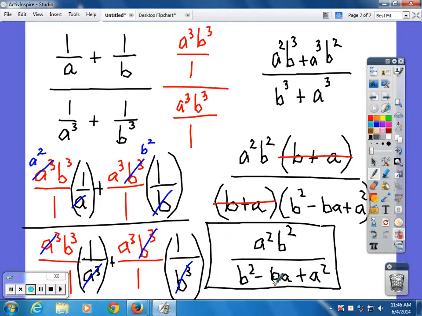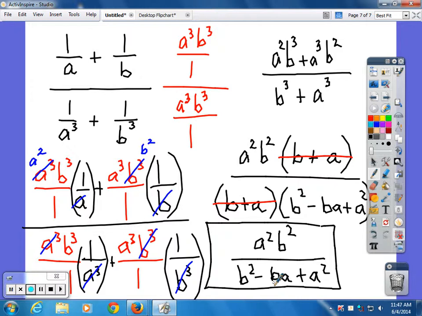I understand where you got a squared plus b squared, but I don't understand where you got a squared b cubed plus a cubed b squared. Right here? You don't know where I got this? Do you see this? That cancels with that a cubed, makes it a squared. b cancels with this and makes that b squared. So you got a squared b cubed plus a cubed b squared, and that's at the top.